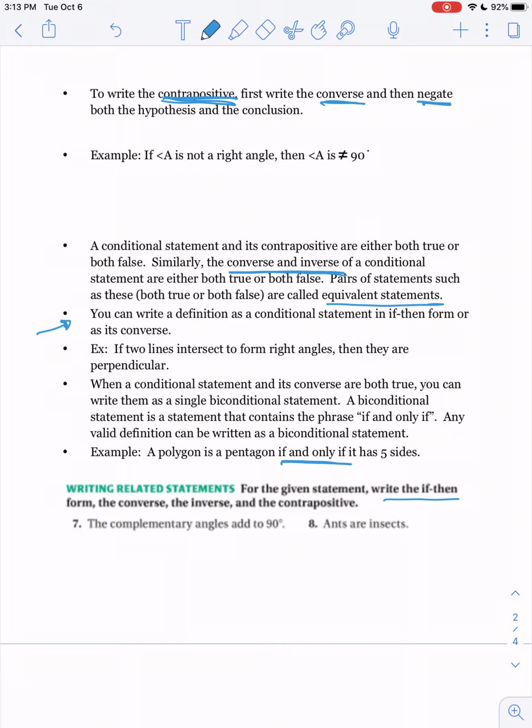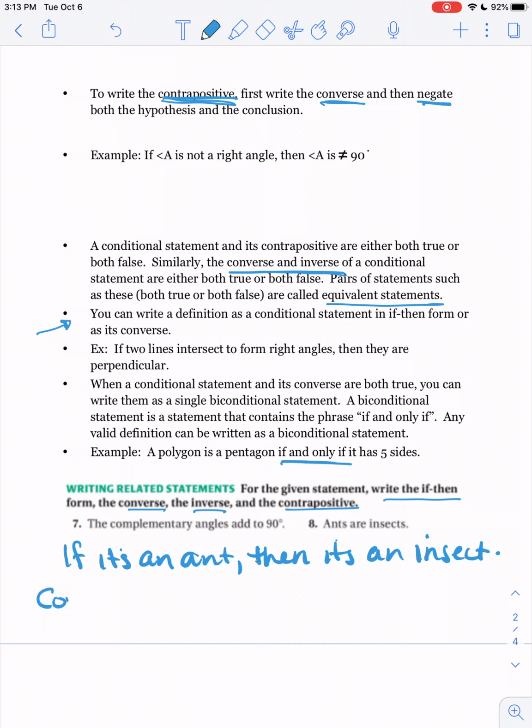They want us to write an if-then statement, then do the converse, inverse, and contrapositive. So I'm going to use the ants because it looks a little bit shorter for us. So we're going to say if it's an ant, then it's an insect. Put it in if-then form. The converse is switching it around. If it's an insect, then it's an ant.